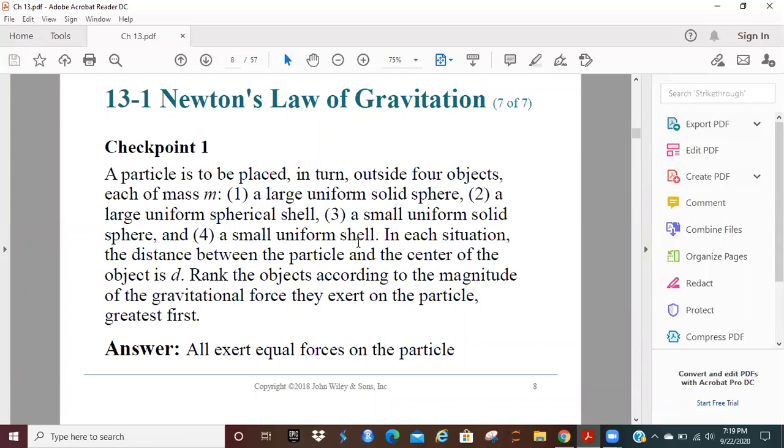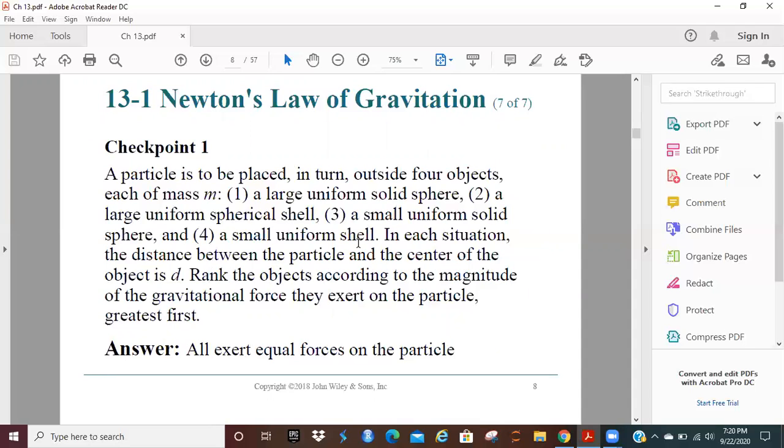So a particle is to be placed in turn outside 4 objects, each of mass m: a large uniform solid sphere, a large uniform spherical shell, a small uniform solid sphere, and a small uniform shell. In each situation, the distance between the particle and the center of the object is d. Rank the objects according to the magnitude of the gravitational force they exert on the particle, with the greatest being first.